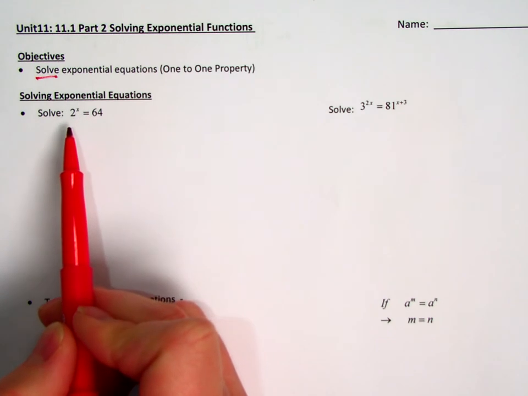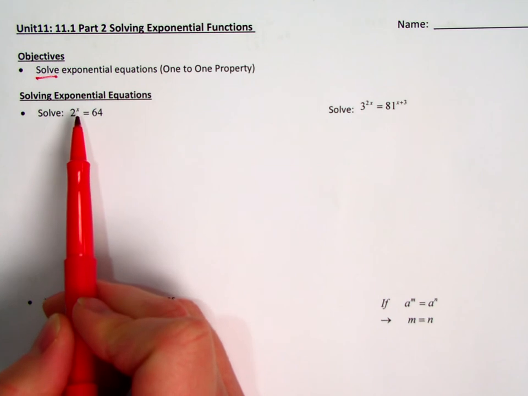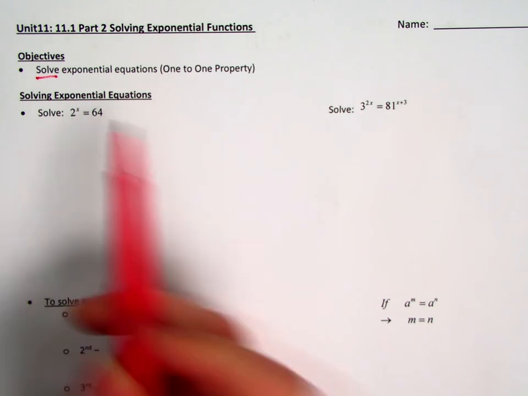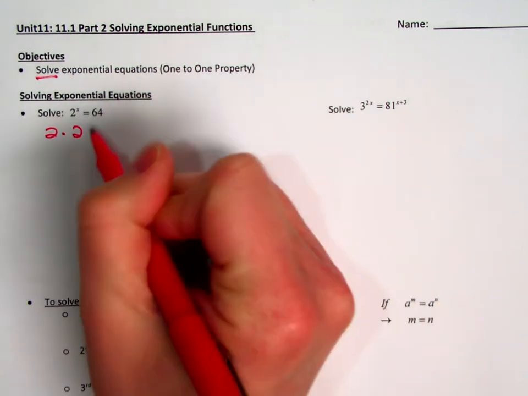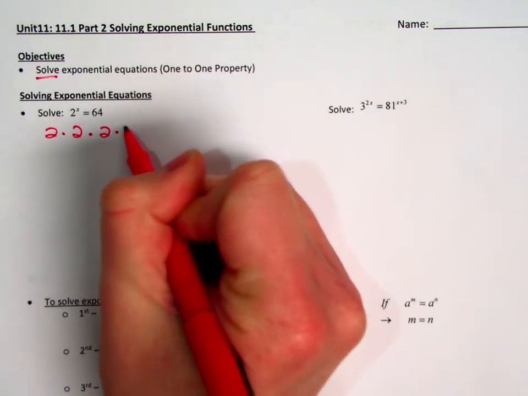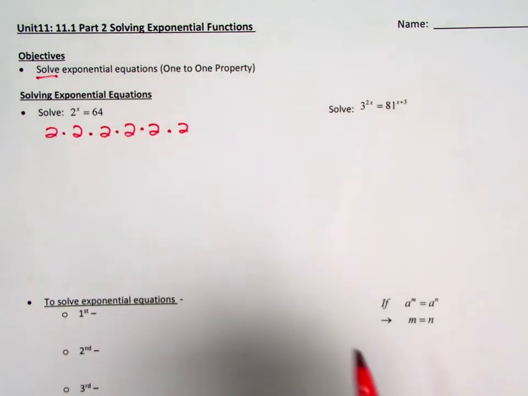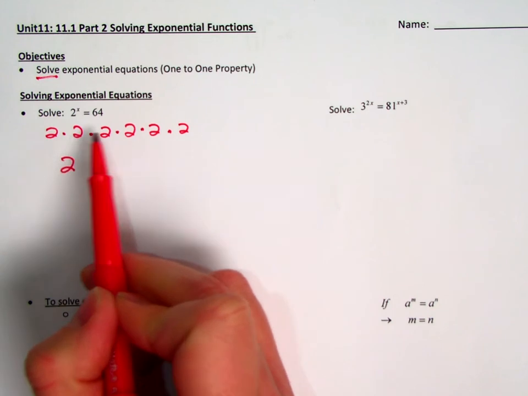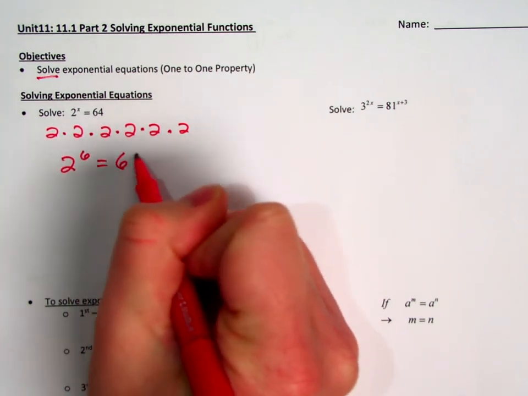So the idea here is we have to figure out 2 to the what power equals 64. Now remember, since this is a power, the idea is how many times would I have to multiply 2 by itself to get 64? So if I did 2 times 2 is 4, times 2 is 8, times 2 is 16, times 2 is 32, times 2 is 64. So we had to multiply 2 by itself 1, 2, 3, 4, 5, 6 times to get 64.